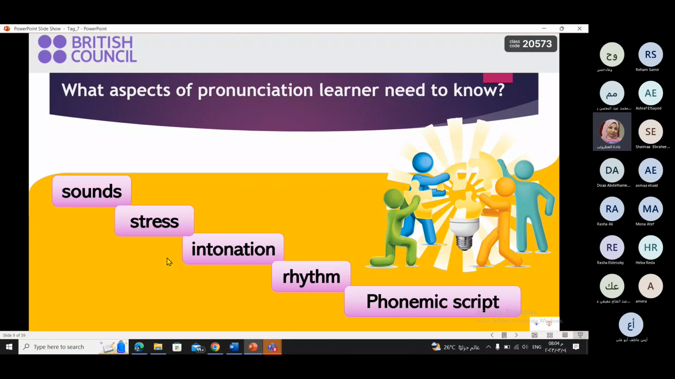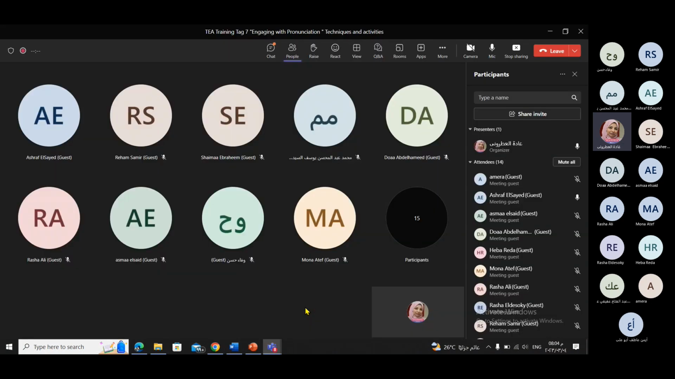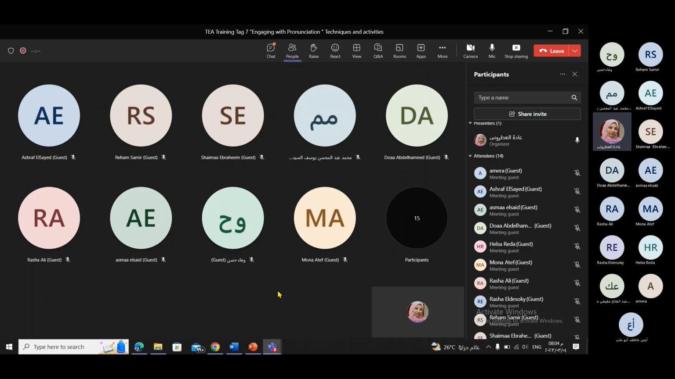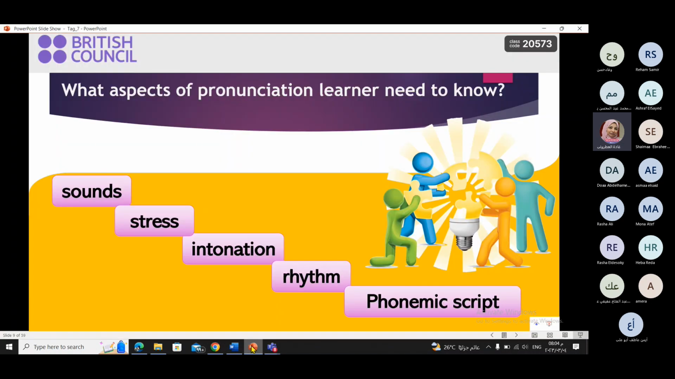And also the phonemic script. Do you know what the phonemic script is? Can anybody tell me what the phonemic script is? Is anybody raising their hand? I think women are there, but men are busy watching the match. So I want to hear the male voices, the female voices, I'm sorry. Do you know the phonemic script?